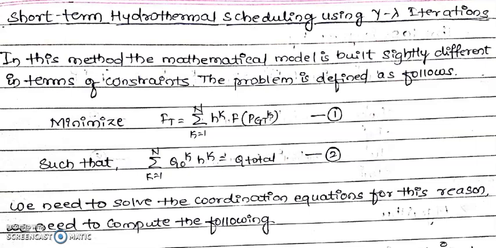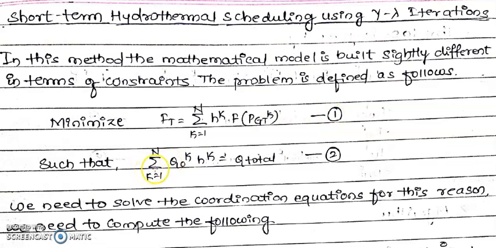In the discrete hydrothermal scheduling process, we take only f of t is equal to f of pgt raised to k. But here in the short-term hydrothermal scheduling process, we take h raised to k also, wherein h is nothing but the head of the hydroelectric power plant. So name this equation number 1.